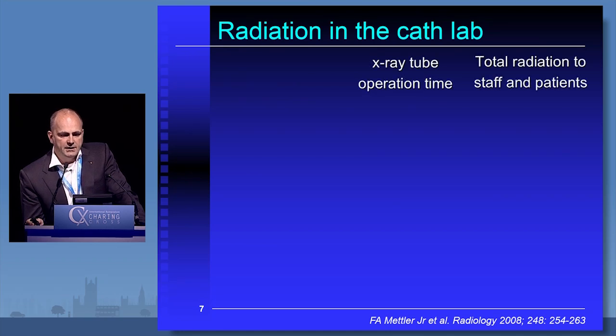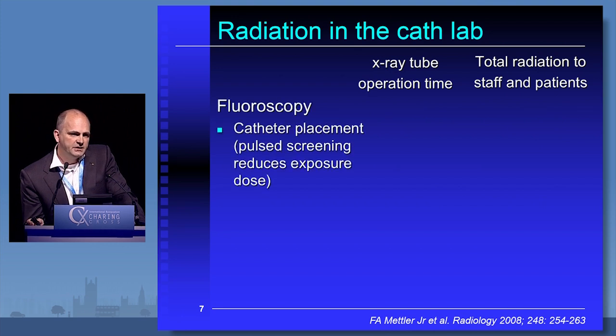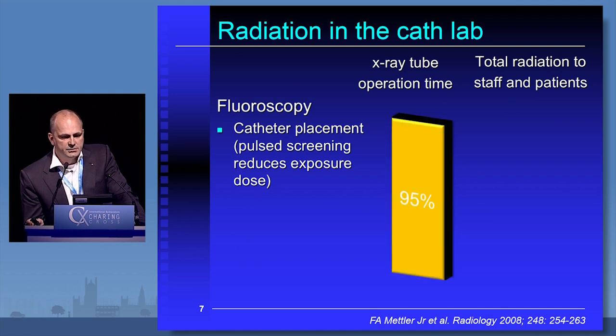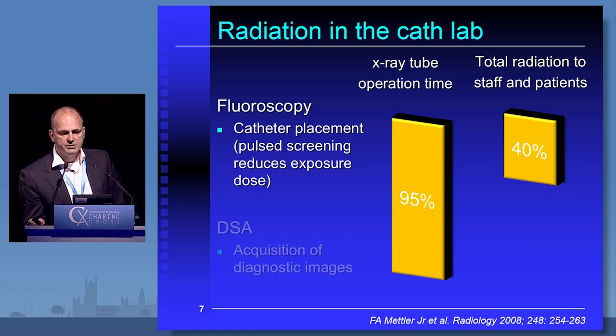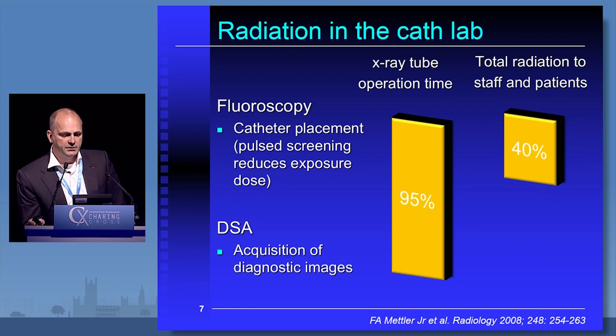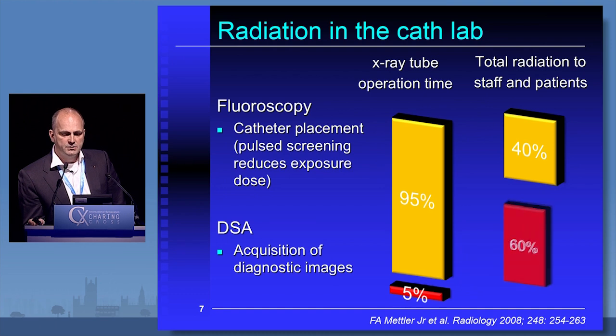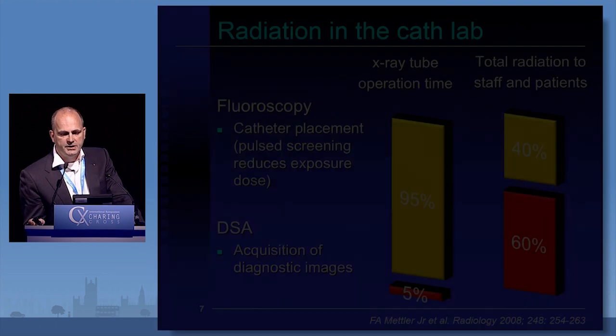What about radiation in the cath lab? If we look at X-ray tube operation time and we compare it to the total radiation to staff and patients, we see that fluoroscopy, the actual catheter placement, takes up about 95% of our X-ray tube operation time. On the other hand, if we look at the total radiation to staff and patient, it's only less than half, about 40% of all the radiation that is harmful for staff and patients. On the other hand, if we look at the acquisition of diagnostic images, although it only comprises about 5% of X-ray tube operation time, you see that's well over half of the total radiation to staff and patients.